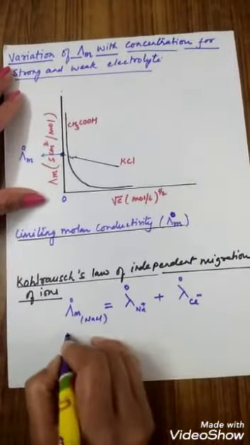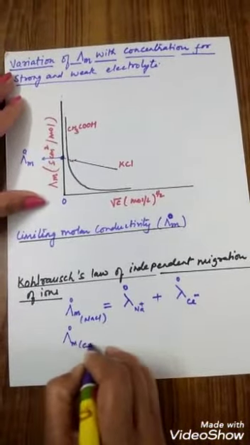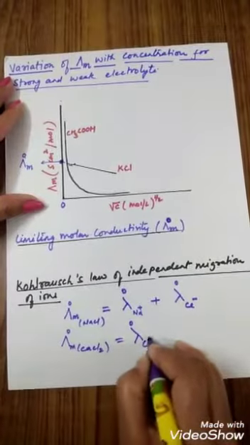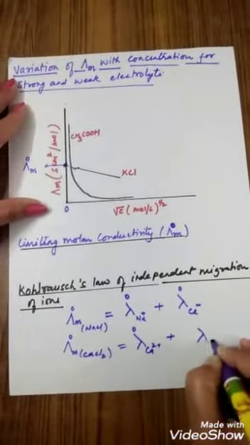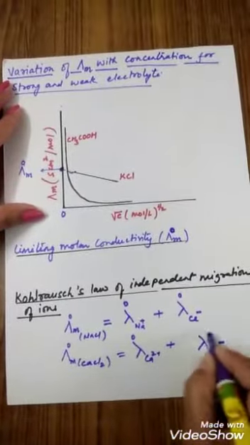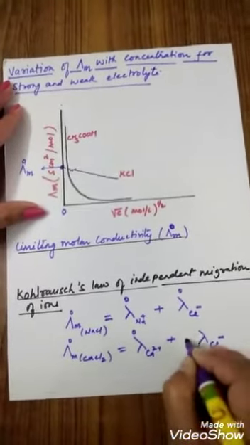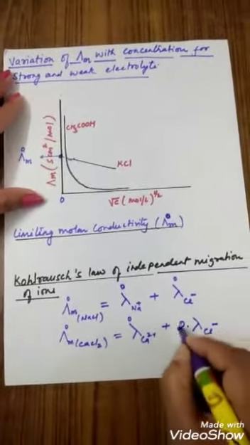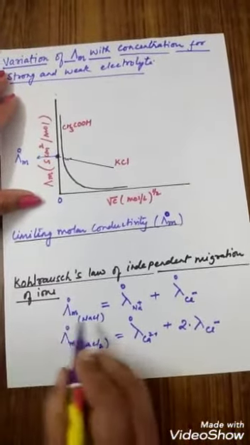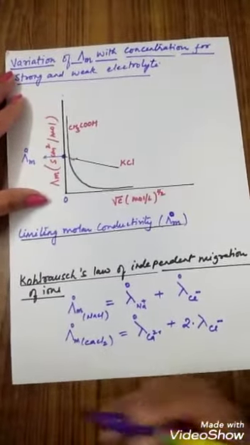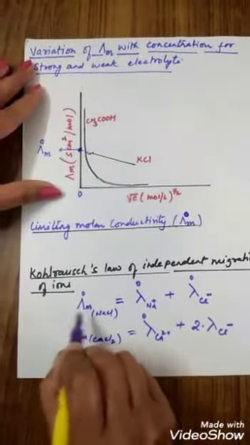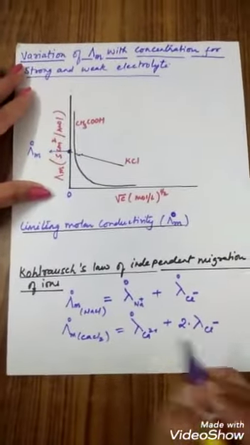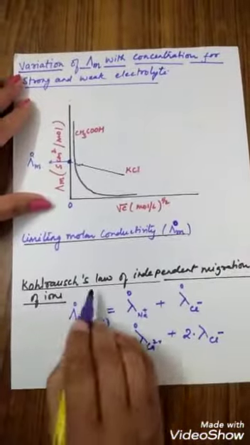Okay, so if we have to write the limiting molar conductivity of an electrolyte like CaCl2, it would be equal to the ionic conductance of calcium ion plus the ionic conductance of Cl minus ion, and of course we have to multiply the ionic conductance of Cl minus by 2, so that we get the total ionic conductance contribution of Cl minus ion. So for any strong electrolyte, the limiting molar conductivity would be equal to the sum of the ionic conductance of each cation and anion. So this is Kohlrausch law.